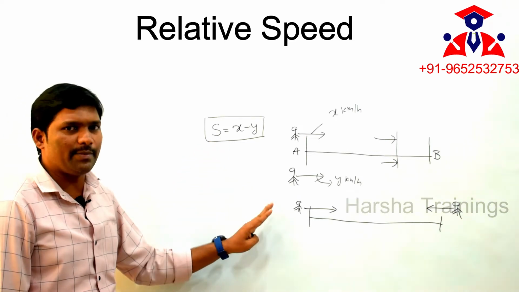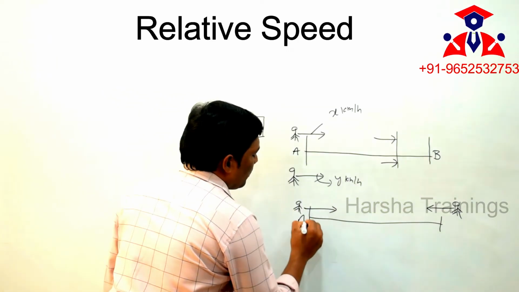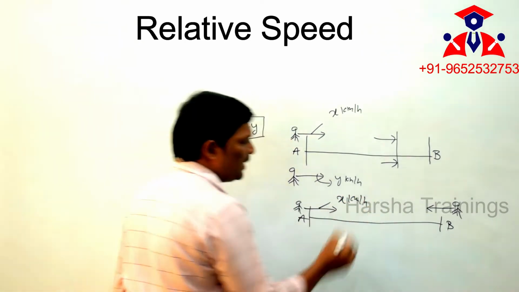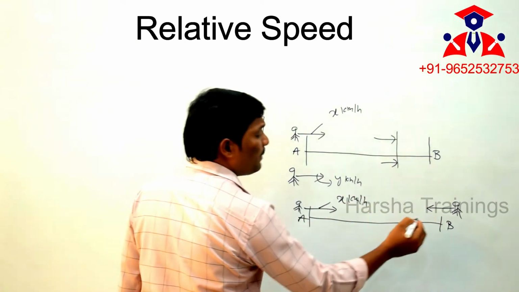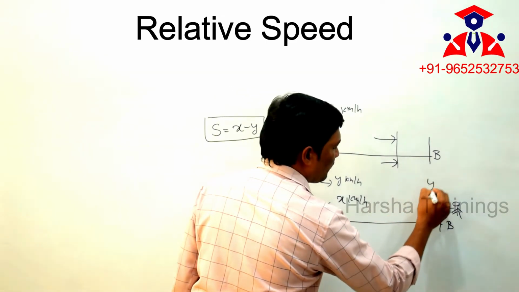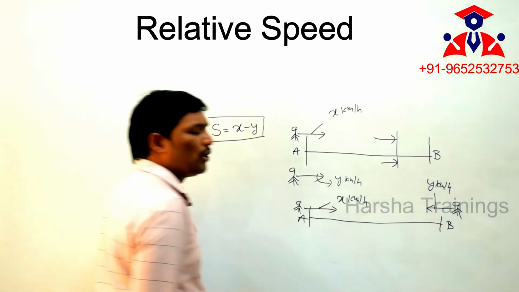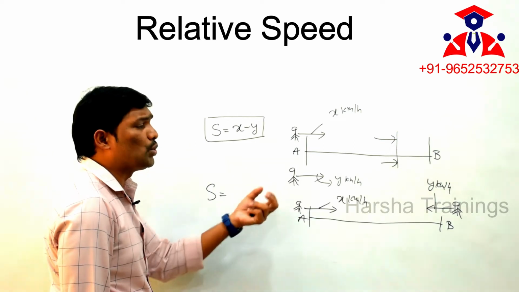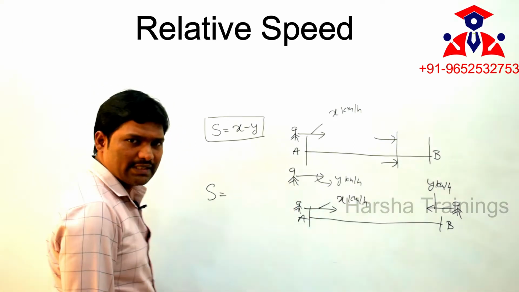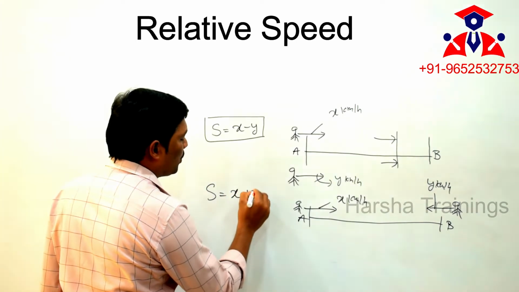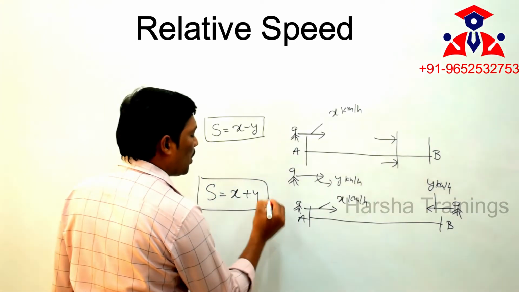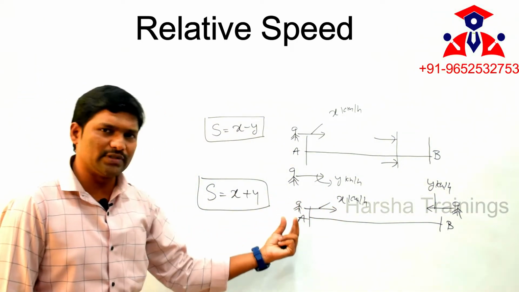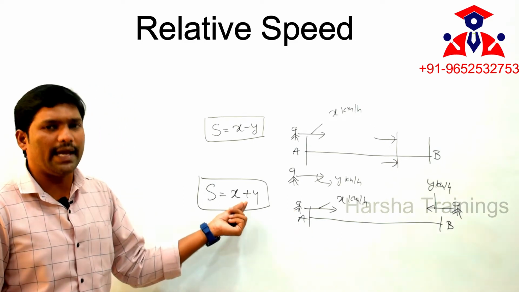Okay, coming to the second point, same example, one person moving city A to city B with speed of x kilometer per hour. Another person coming city B to city A with speed of y kilometer per hour. Then find the relative speed. So two persons, two buses, two cars, two trains, anything guys moving in the opposite direction, then the relative speed is s is equal to x plus y. It's very important guys. Two bicycles, two persons, anything moving in the opposite direction, the relative speed is s is equal to x plus y.